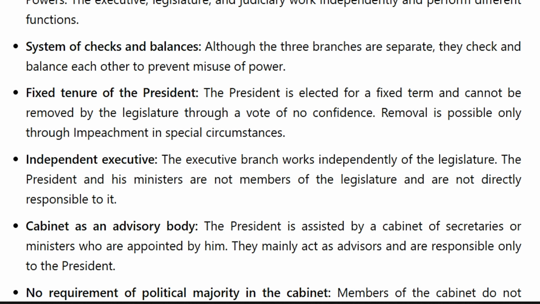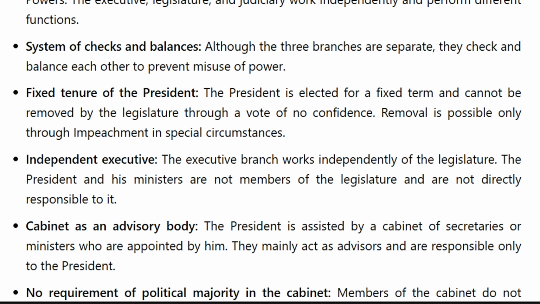Independent executive. The executive branch works independently of the legislature. The president and his ministers are not members of the legislature and are not directly responsible to it. Cabinet as an advisory body. The president is assisted by a cabinet of secretaries or ministers who are appointed by him. They mainly act as advisors and are responsible only to the president.